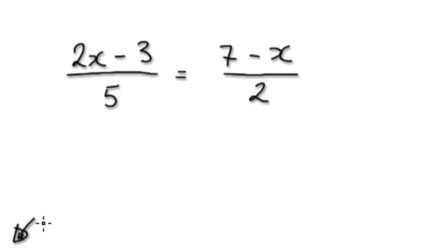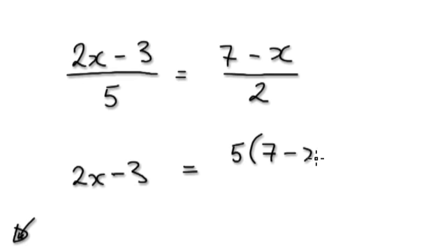Press pause and have a go. So here, times both sides by 5. So here you will have this 2x minus 3. On this side you will have, remember, when you times a fraction it goes to the top. So you will have this over 2.